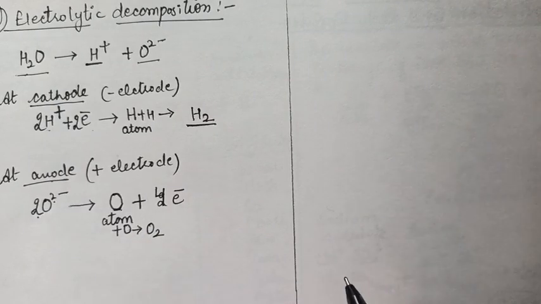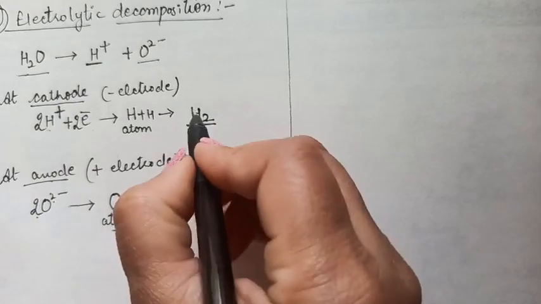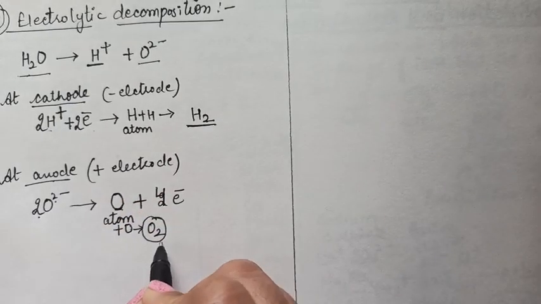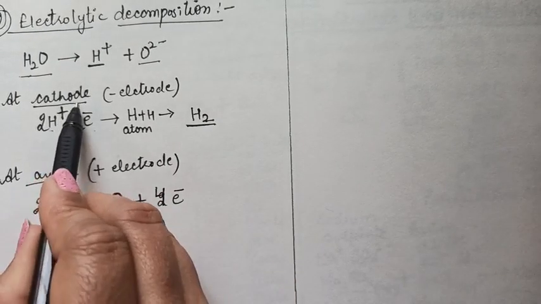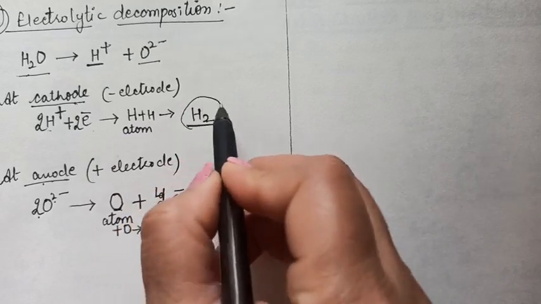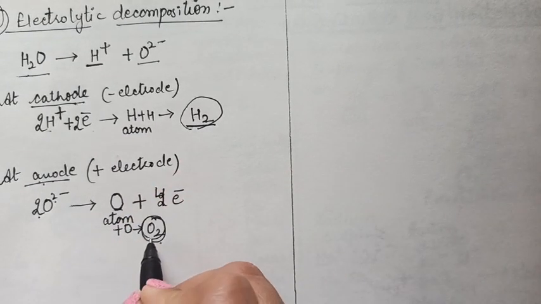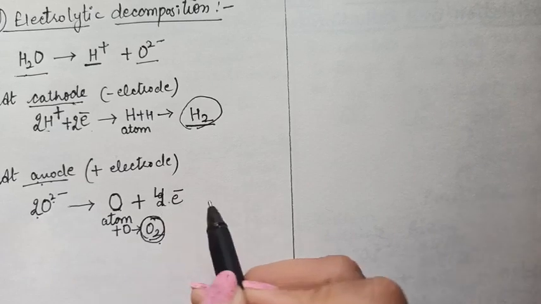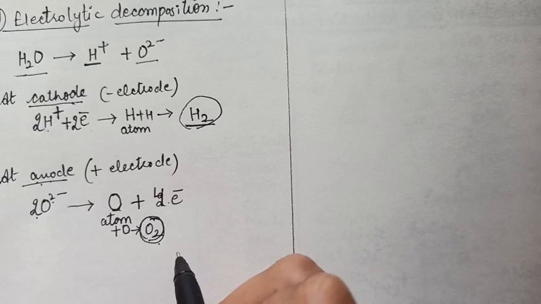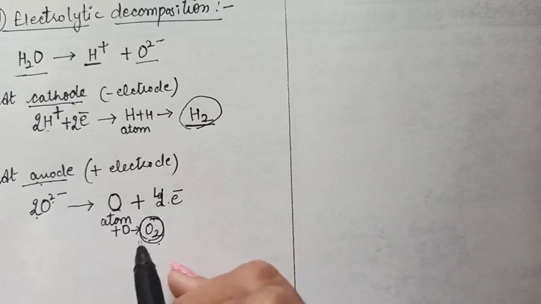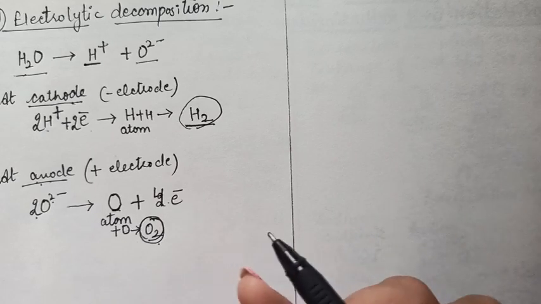Now in this way hydrogen and oxygen gases get collected at the anode and cathode. At the cathode hydrogen gas and at the anode oxygen gas get collected. Okay, there is no need to learn these reactions for the first chapter. This we are doing only for more clarity.